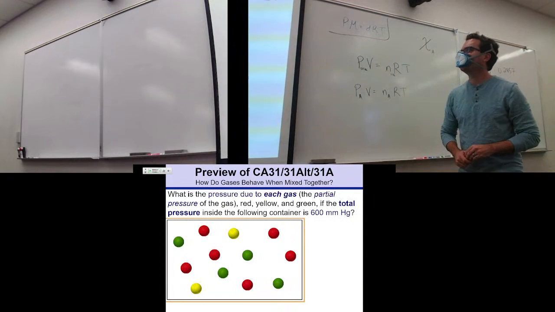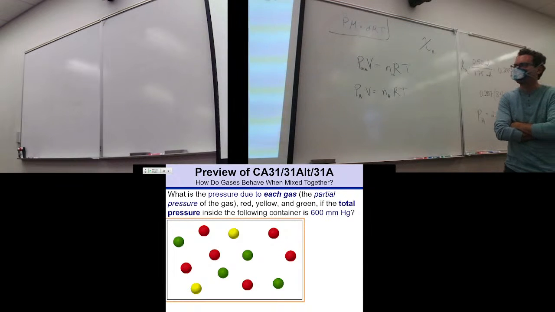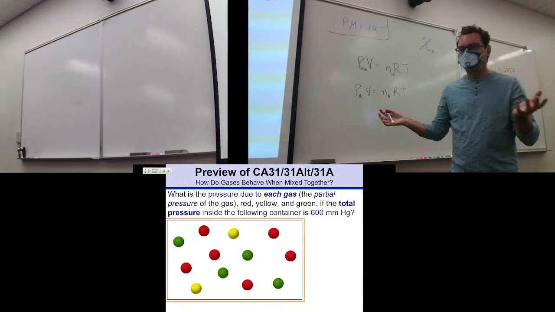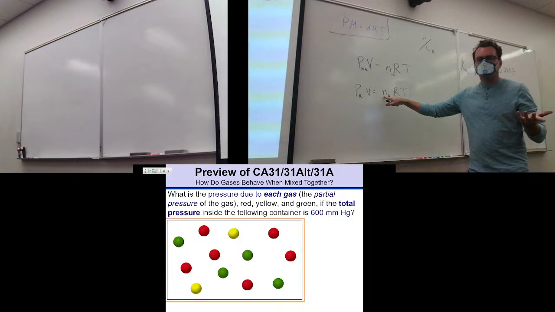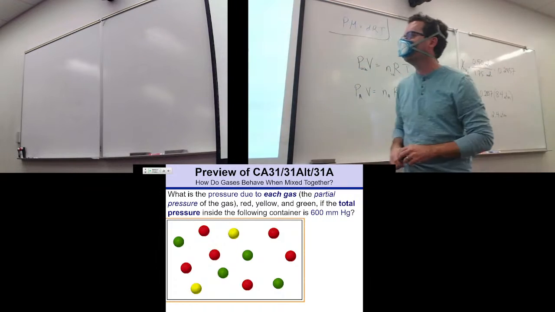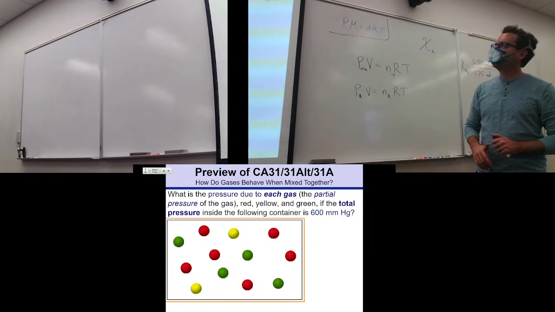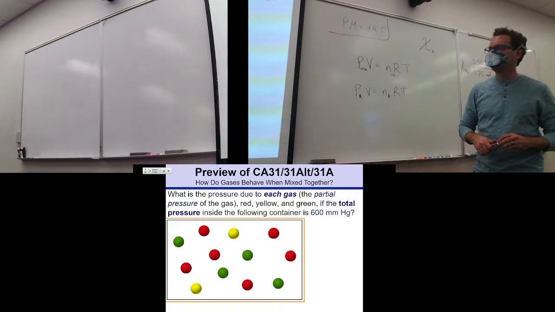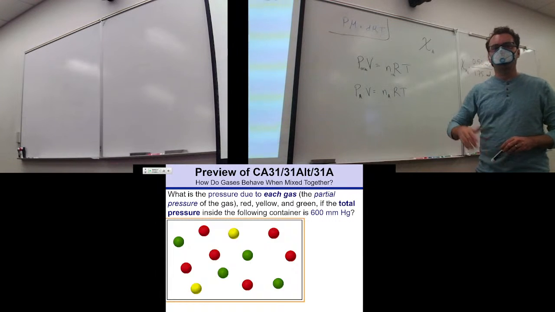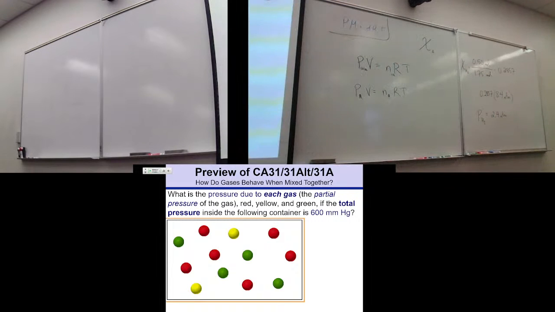So here's a question. I've got this container, and it's a very tiny container with a very small number of gas particles. But that's okay. Remember, what is moles? Moles is a way to count particles, a large number of them, but it's just a way to count particles. So if I count literal particles, it's the same idea. So here we're telling you the total pressure is 600 millimeters of mercury. What is the partial pressure of each of those gases? We have the red gas, the green gas, and the yellow gas.